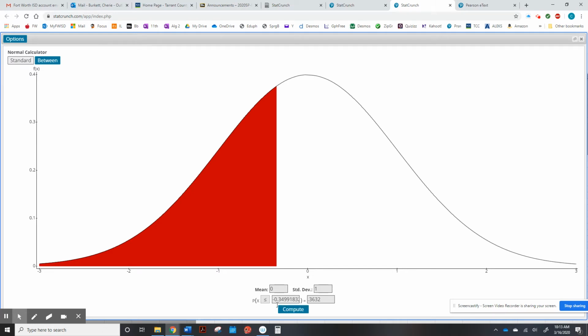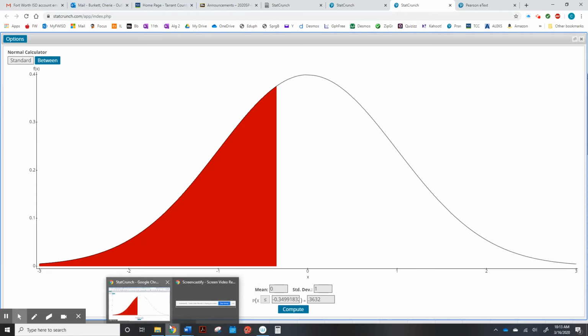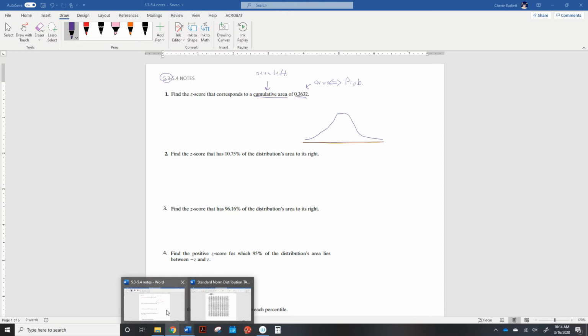So the z-score is 0.3499. The z-score is normally just 2 decimals, so I'm going to do negative 0.35. And then I'll show you on the table that we'll find the same thing.